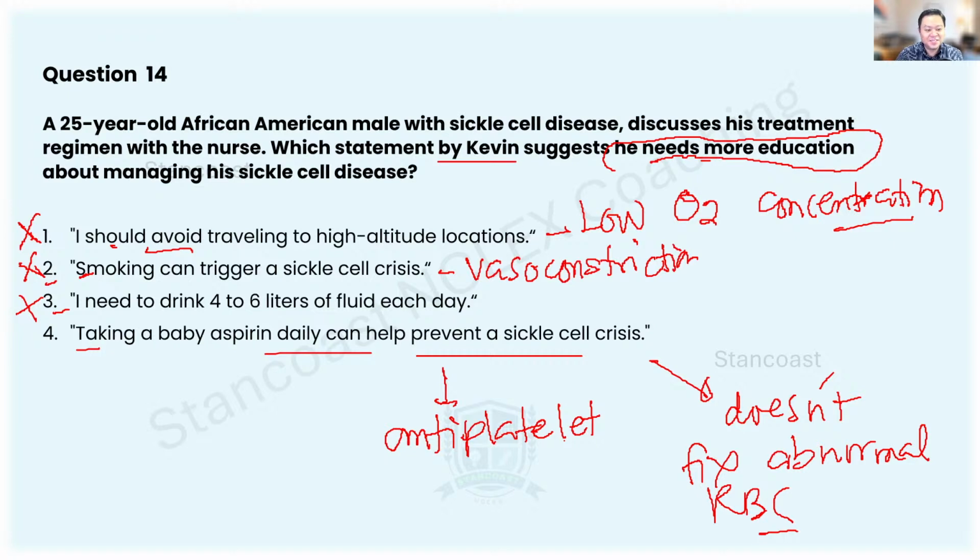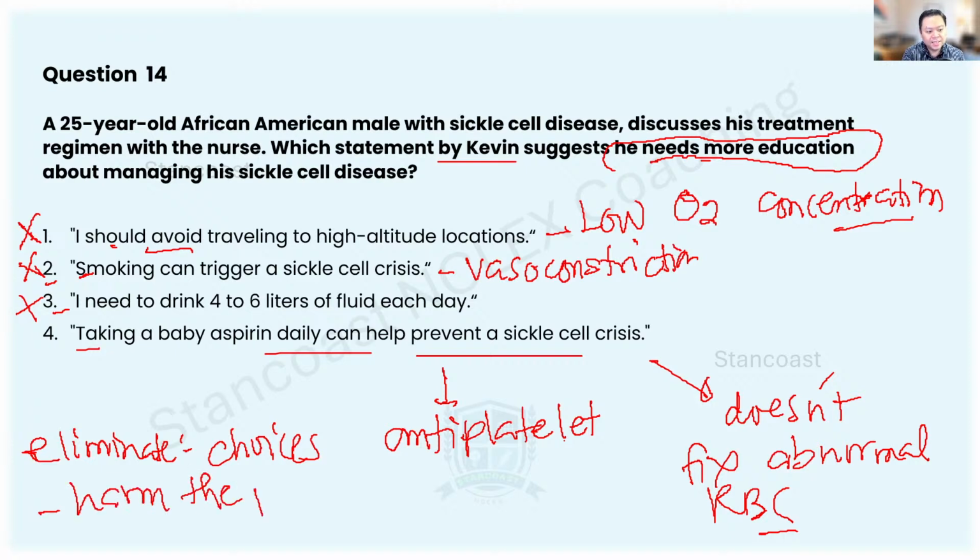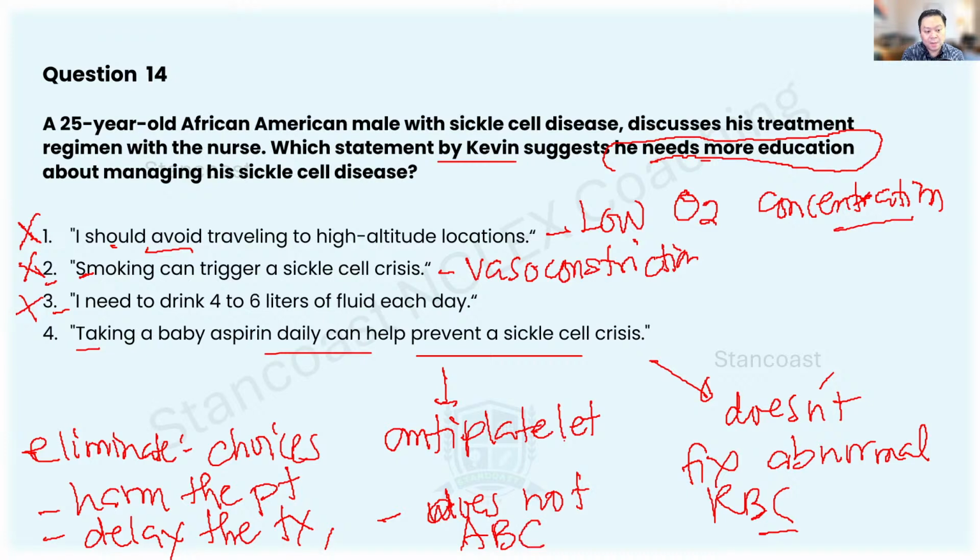Yeah, you just have to face that test question and try your best. Try to eliminate those choices that you think would not fit into that question or could harm. So here's my technique, guys. You're going to eliminate those choices that can harm the patient, something that can delay the treatment, and something that does not address the ABCs if the patient is already compromised in their ABCs.